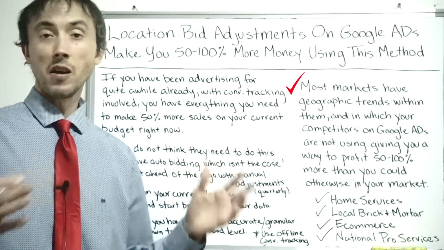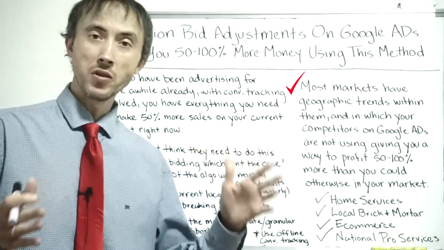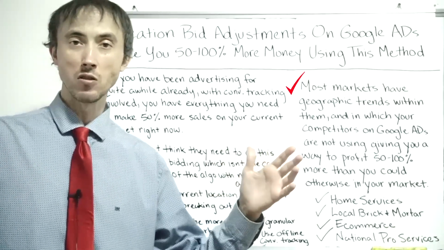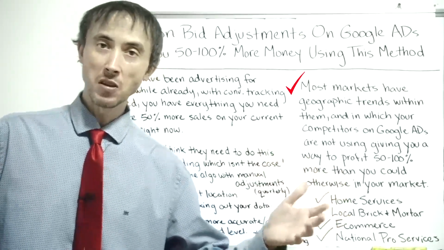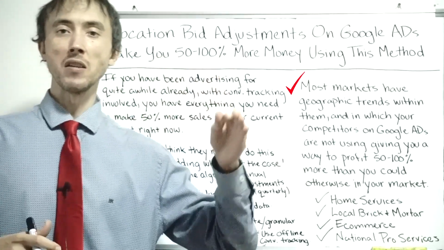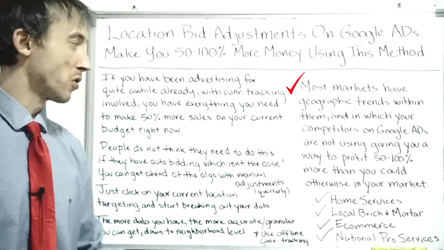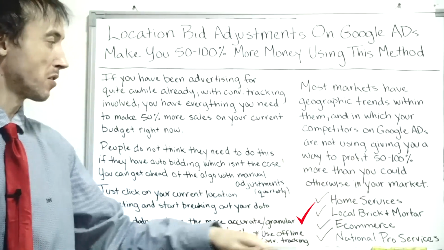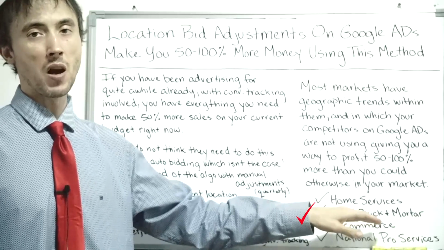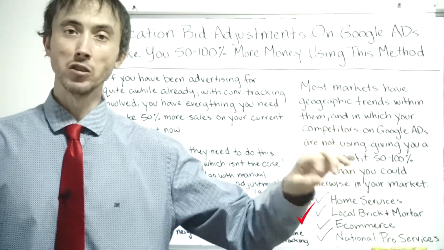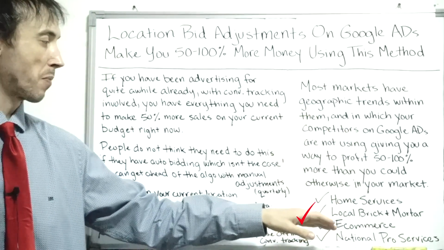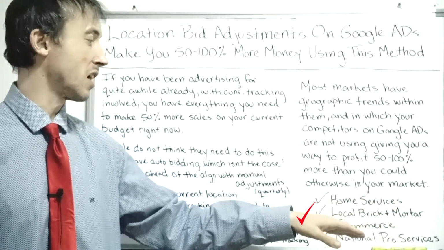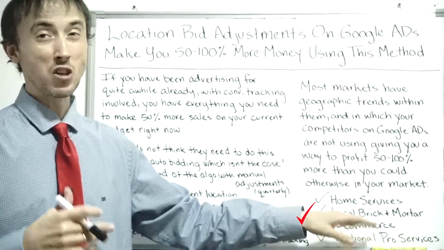So I can tell you this is something that 1% of people do. I know because I've audited hundreds and hundreds of Google ad accounts to give you the opinion I'm giving you here. People don't do location-based bid adjustments. And I don't care if you're selling flooring services from a home service business perspective, or you're selling products locally like elderly care supplies like we've done in the past, whether you're selling regular e-commerce products nationally, or you're selling professional services nationally.